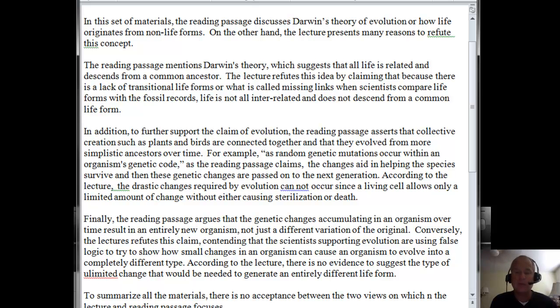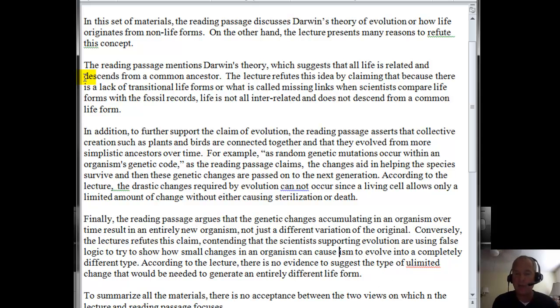Conversely, the lecture refutes this claim, contending that the scientists supporting evolution are using false logic to try to show how these small changes in an organism can cause an organism. We already said organism. I'm being repetitive, right? Can cause it to evolve into a completely different type. According to the lecture, there's no evidence to suggest the type of unlimited change that would be needed to generate an entirely different life form.